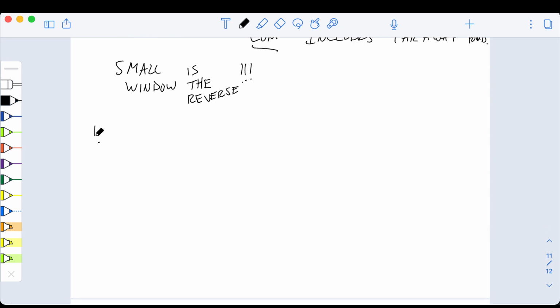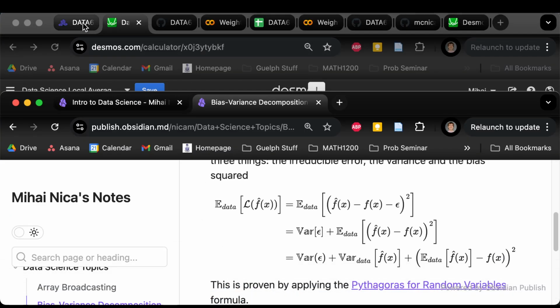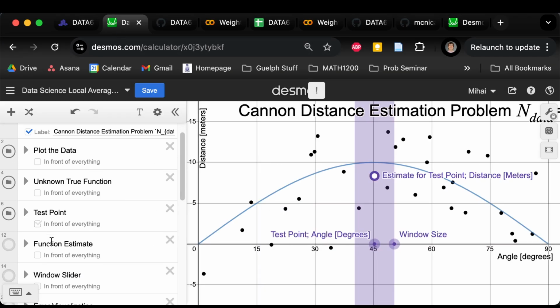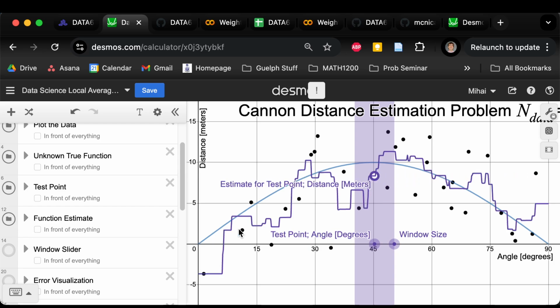So the loss of using f hat of x as an estimator. f hat of x is the function that you get by fixing a particular window size. Let's draw the picture of f hat of x. That is the function estimate right here. That purple line is f hat of x.